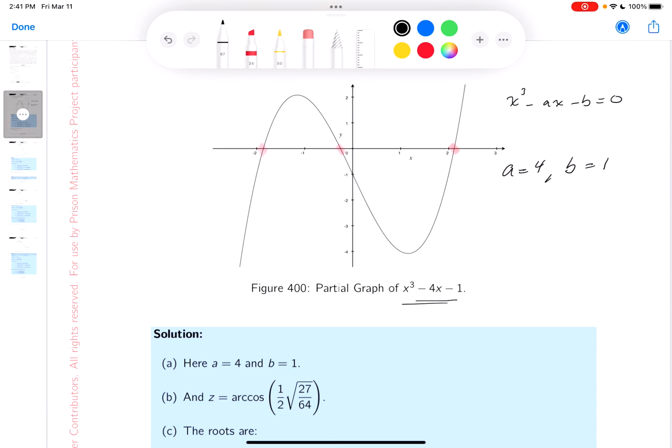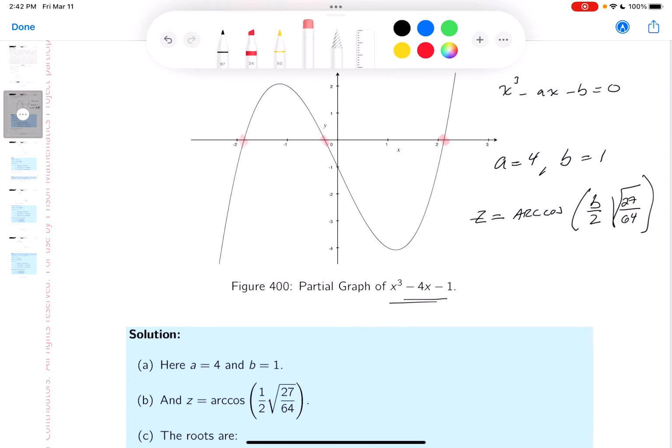And what's Z going to be? I'll write this over here. Z is arc cosine of B over 2, and then the square root of 27 over A cubed. And what's A cubed? That's going to be 64. All right? Whoops, forgot to put the B down. Sorry about that. B is 1. Kind of a nasty number, but let's write this down. Z equals arc cosine. Be good if I could simplify that, right?